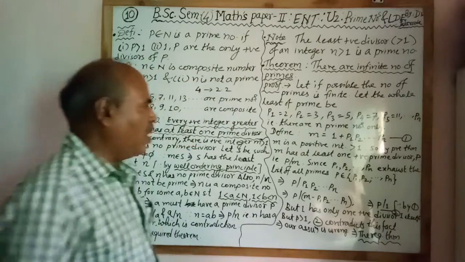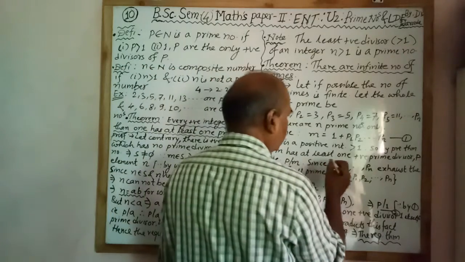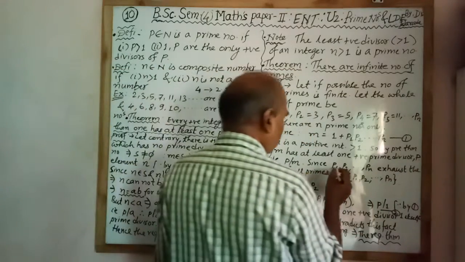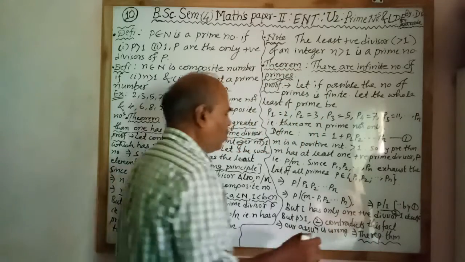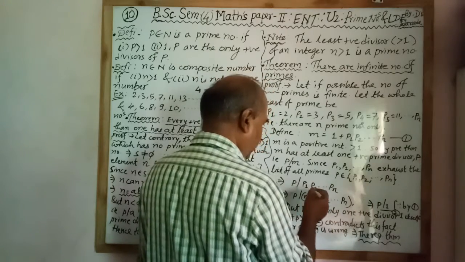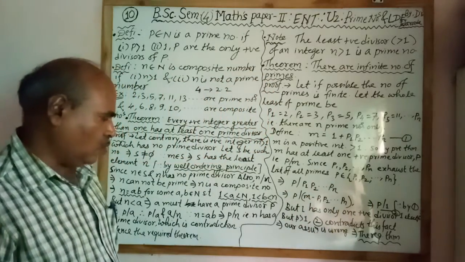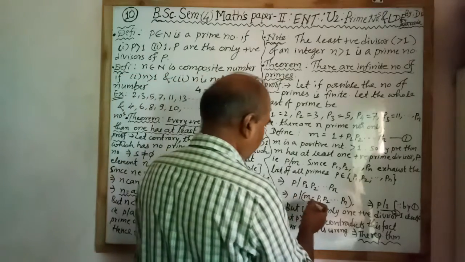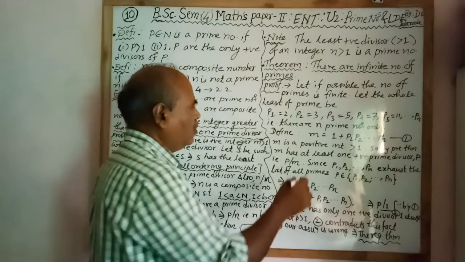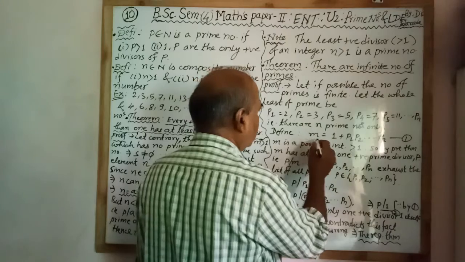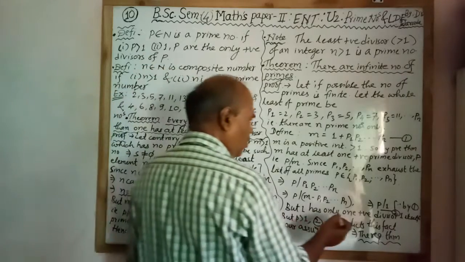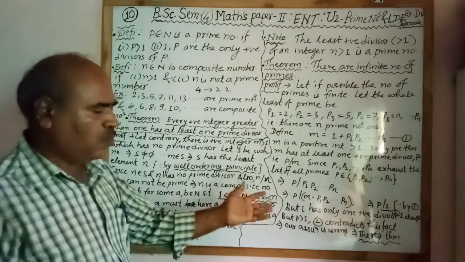So, by the previous theorem, m has at least one positive prime divisor p. Since p1, p2, so on pn exhaust the list of all primes, p belongs to p1, p2, so on pn. Therefore, p divides p1 into p2 into so on pn. That is, p divides m minus this product. Therefore, p divides 1, because m is given by 1 plus p1 into p2 so on pn, but 1 has only one positive divisor, 1 itself.